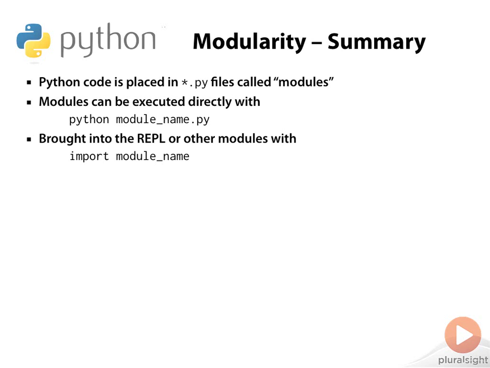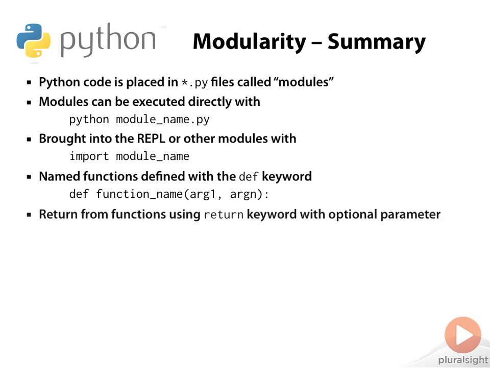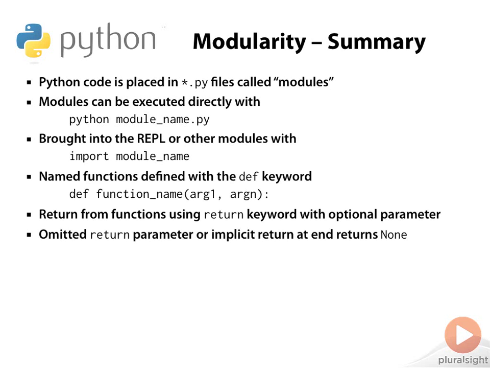Named functions are defined using the def keyword, followed by the function name and the argument list in parentheses. We can return objects from functions using the return statement, and return statements without a parameter return None, as does the implicit return at the end of every function body.